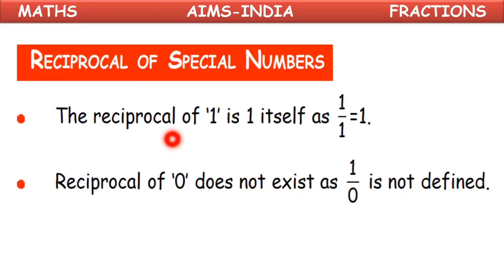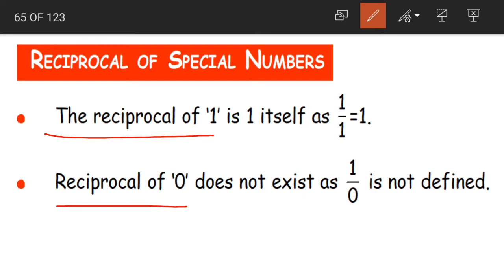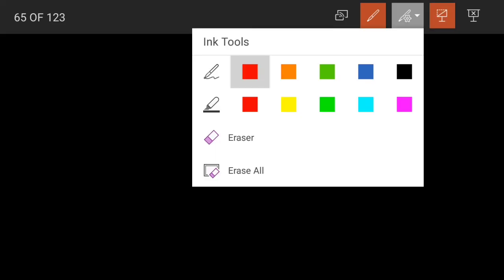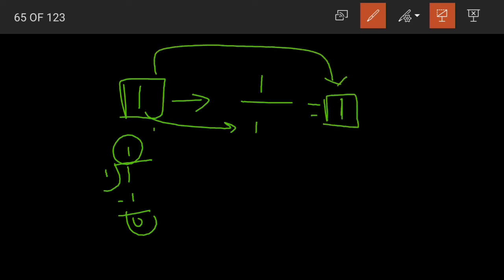Now coming to reciprocal of special numbers. Here we have two special numbers with us. First one is 1. The reciprocal of 1 is 1 itself. If I take the number 1, what will its reciprocal be? 1 divided by our whole number 1. Yes. Now when I divide 1 by 1, what will be my quotient, children? 1 ones are 1. Yes, again the quotient would be 1 itself. So 1 is our special number whose reciprocal is also 1.